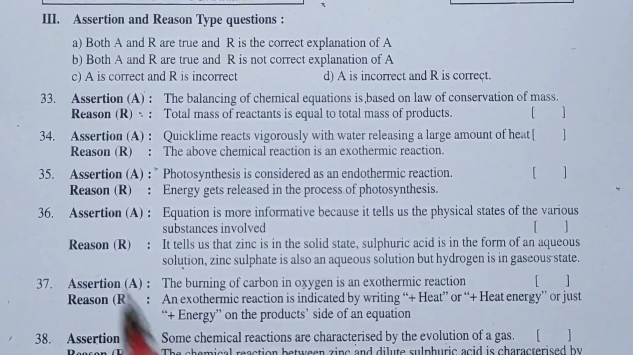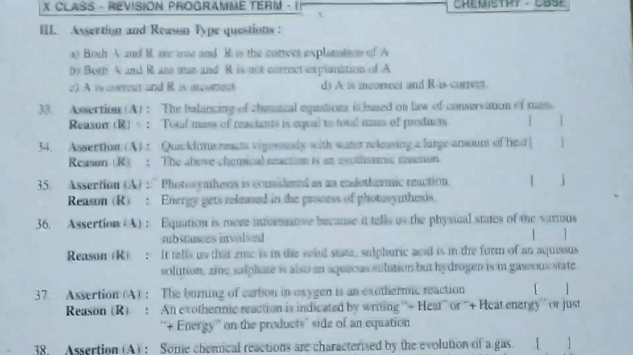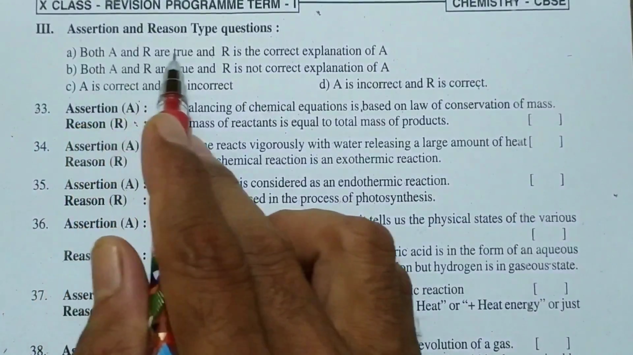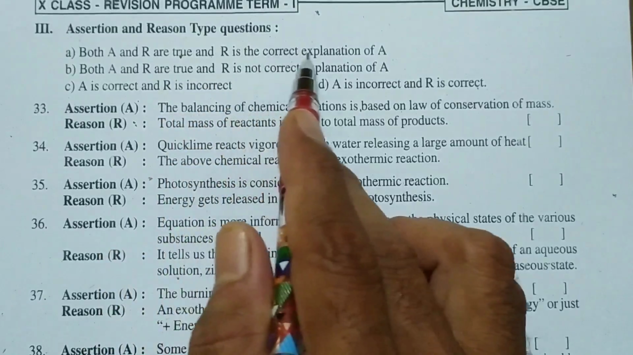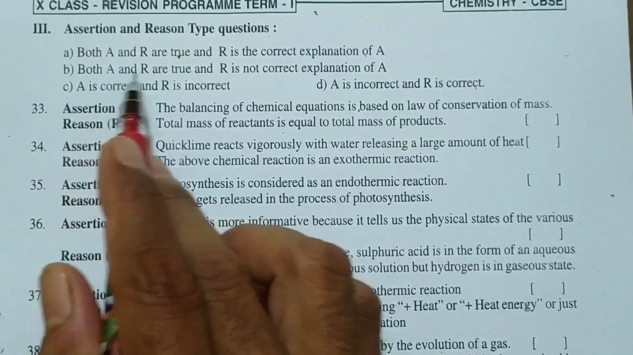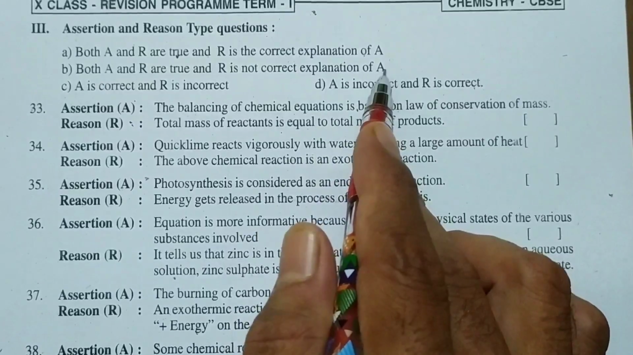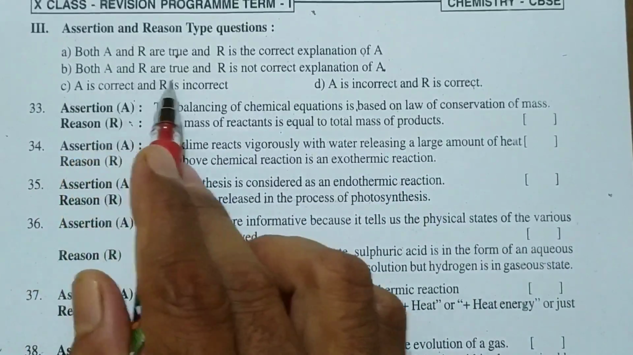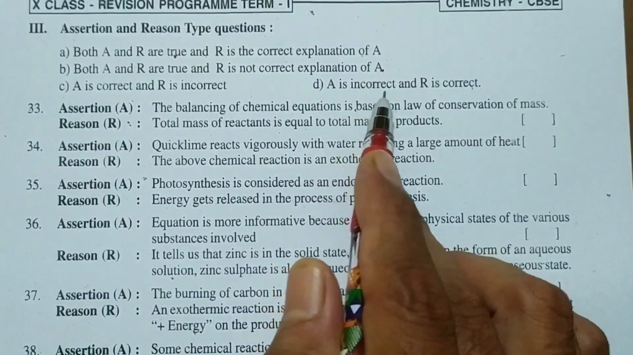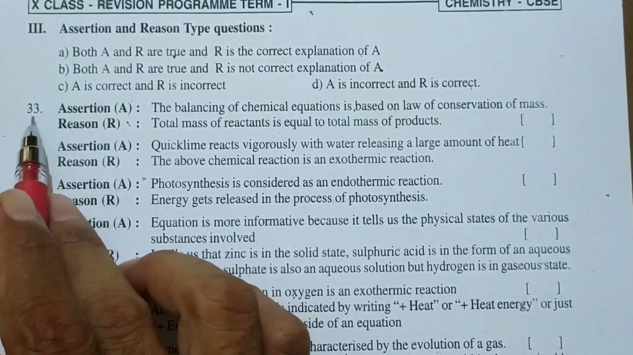Now we see Roman number 3, assertion and reason type questions. Here there are 4 options. Option A if both A and R are true and R is the correct explanation of A. Option B if both A and R are true and R is not the correct explanation of A. If A is correct and R is incorrect, then option C. If A is incorrect and R is correct, then option D. Now let us see question number 33.